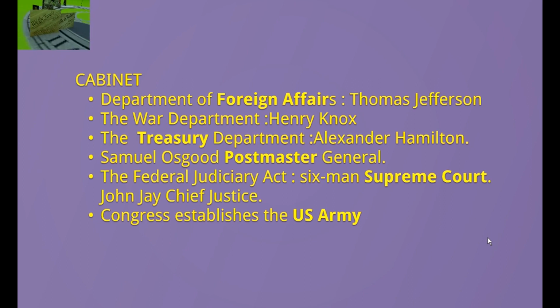The Federal Judiciary Act creates or gives a structure to the Supreme Court made of six men, and the Chief Justice this time is John Jay. Remember that John Jay is one of the three people called Publius during the ratification process, one of the three writers that contributed in writing the Federalist Papers. And Congress establishes the United States Army, which is a central army, different from the state militias.